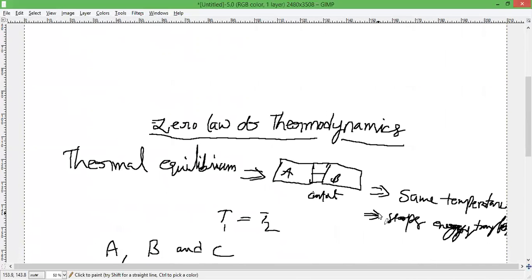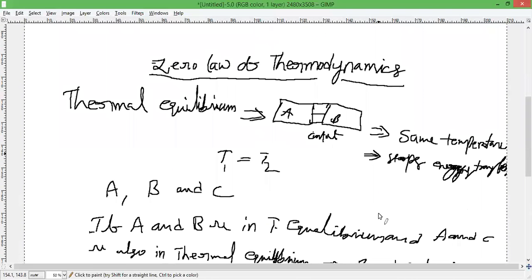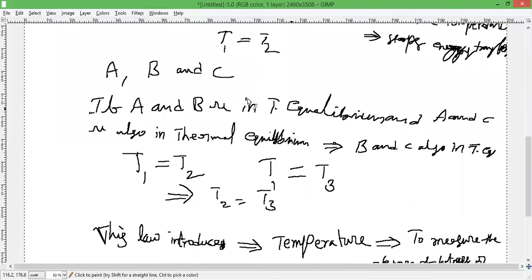Mainly this law discusses the thermal equilibrium concept. When two objects are in thermal equilibrium, automatically they have the same temperature, so no transfer of energy takes place. According to the definition, for objects A, B and C, if A and B are in thermal equilibrium and A and C are also, then B and C are also in thermal equilibrium.